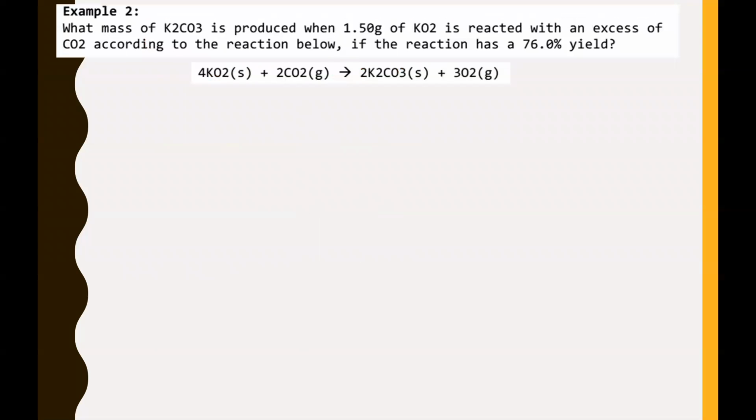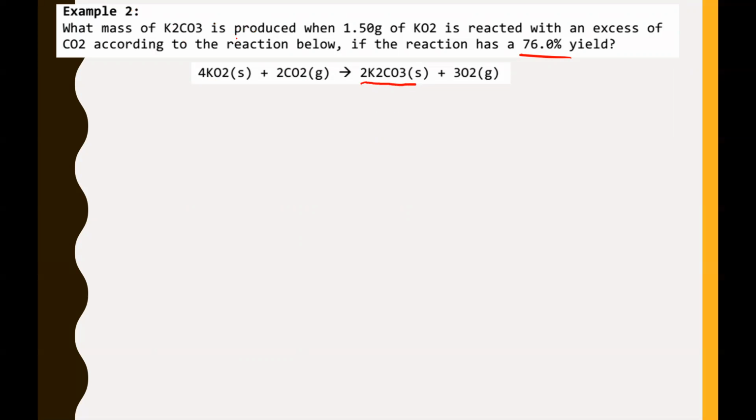Let's do a couple more questions here real quick. What mass of K2CO3 is produced when 1.50 grams of KO2 is reacted with an excess CO2 according to the reaction below, if the reaction has a 76.0% yield? Ooh, okay, so this time around, we actually are given our percent yield first off. Let's kind of just take stock of everything else we have, though. We're looking for what mass of K2CO3 is produced. So this is what we're looking for.